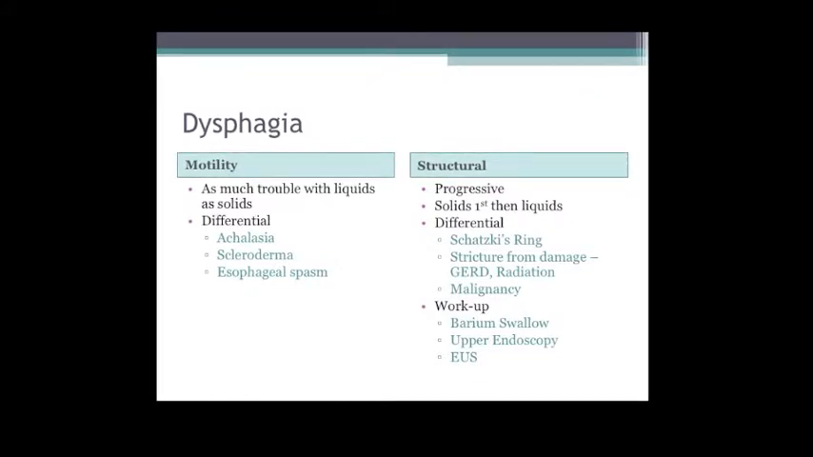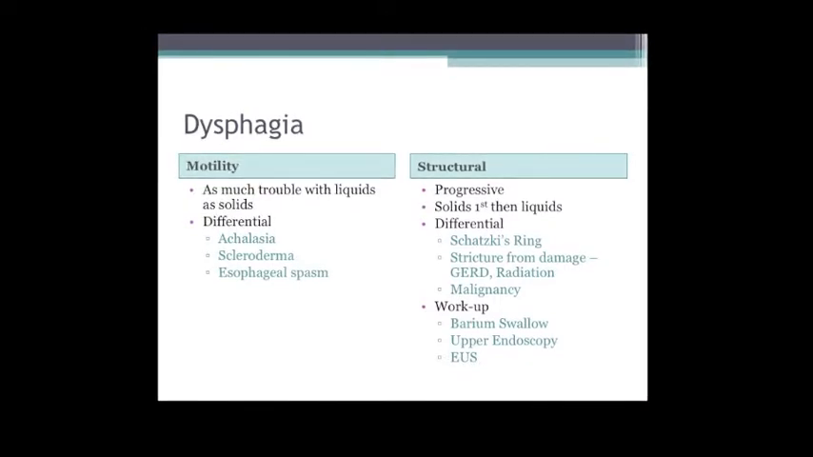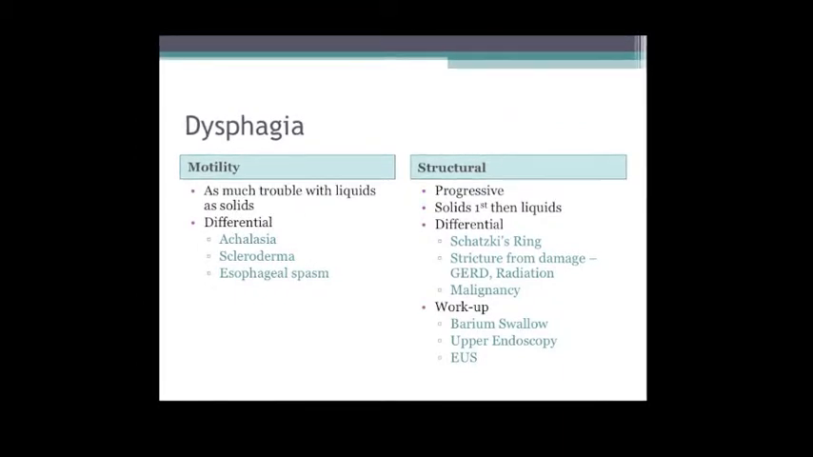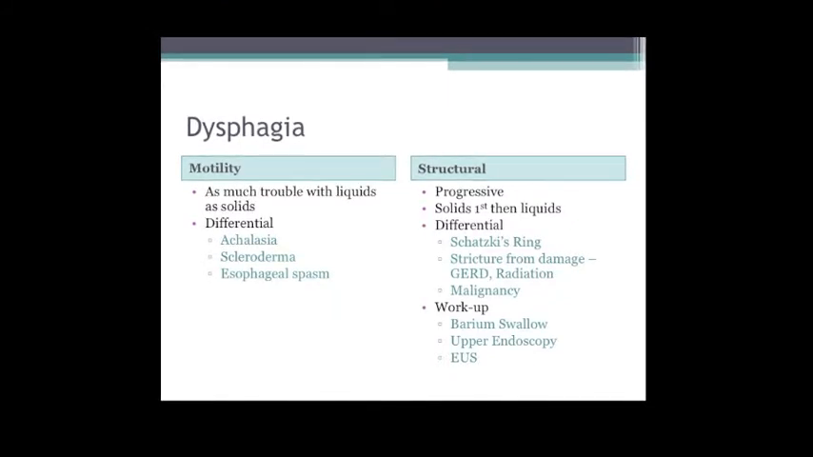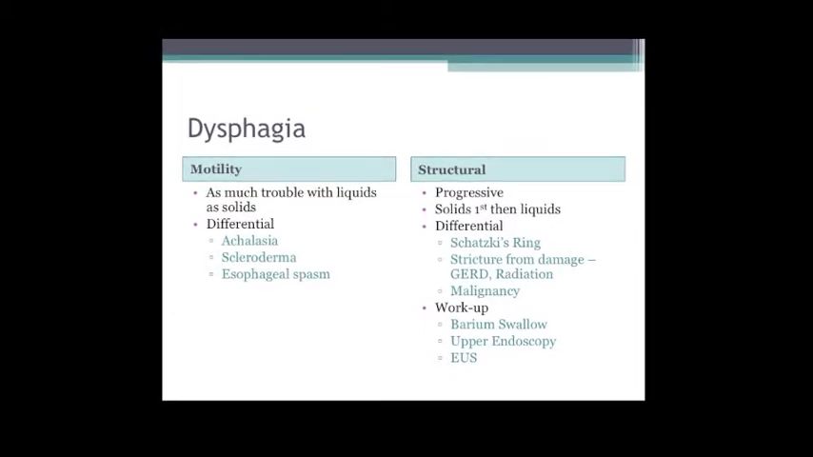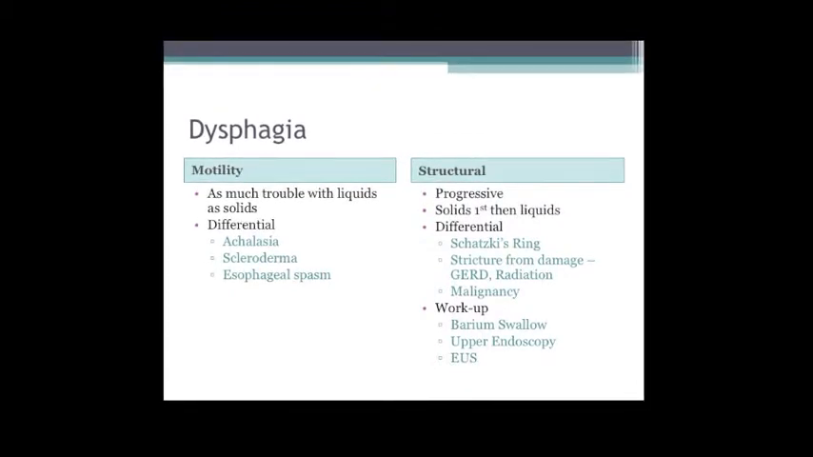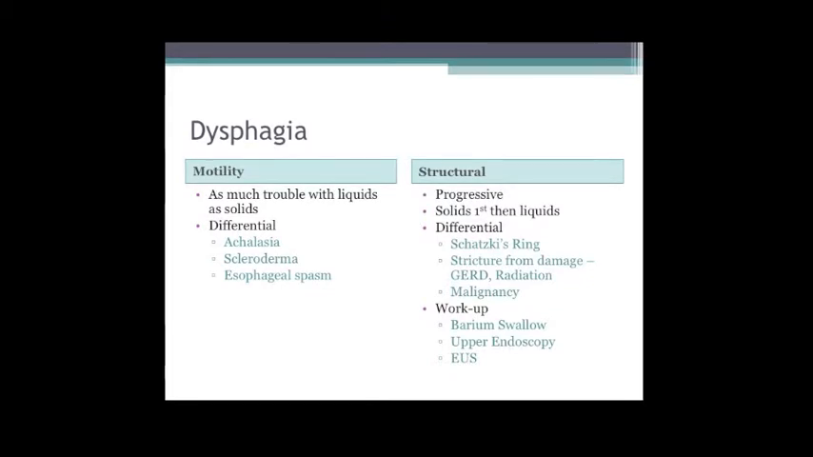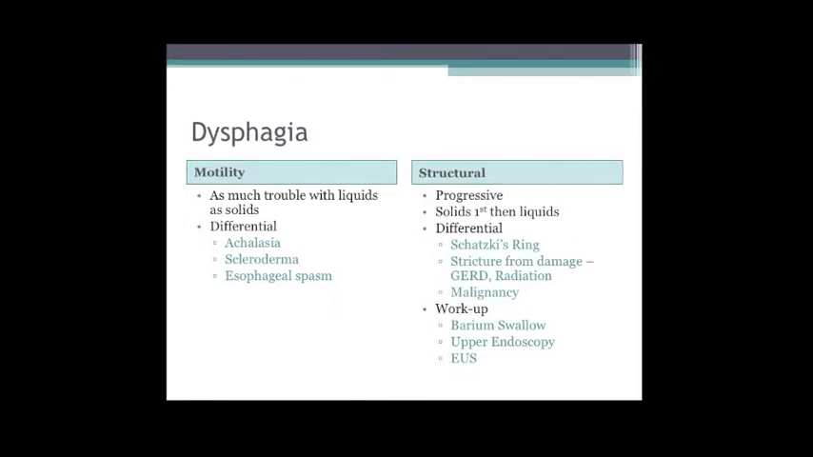Your motility disorders, the differential is going to essentially be achalasia, scleroderma, and esophageal spasm. Those would be the most common kinds of things, and we're going to look at some of the motility patterns with those in a moment. Structural lesions are going to be solids first, then liquids. Your differential is anything from a Schatzki's ring, which would be an intermittent dysphagia and is likely not to progress. It's likely just to be solid, intermittent bolus dysphagia. Whereas a stricture from damage, either gastroesophageal reflux disease or radiation, that would be progressive.